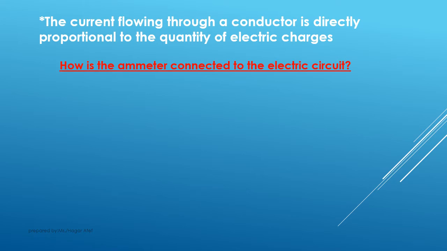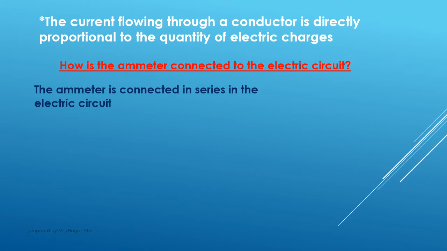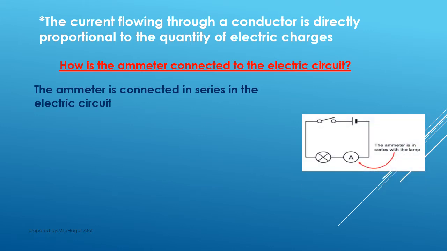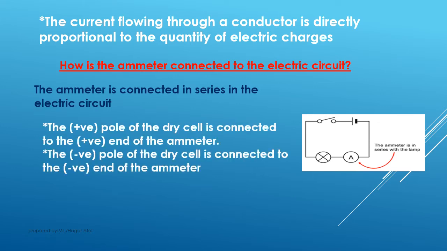How is an ammeter connected to the electric circuit? The ammeter is connected in series in the electric circuit. The positive pole of the dry cell is connected to the positive end of the ammeter. The negative pole of the dry cell is connected to the negative end of the ammeter. Otherwise, no electric current will pass through the conductor.